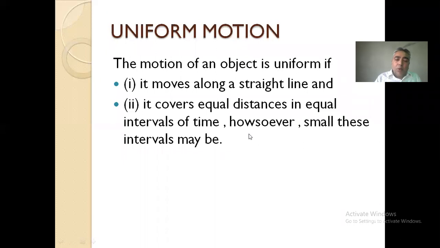The motion of an object is uniform if it moves along a straight line and covers equal distance in equal intervals of time. This is known as uniform motion.